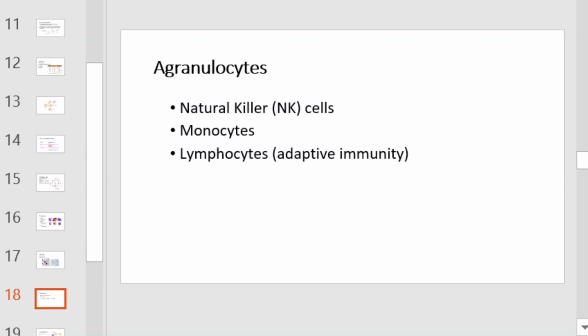The group of white blood cells that do not have granules in them when stained are referred to as agranulocytes. These are the natural killer cells, or NK cells, monocytes, and lymphocytes, which are active in adaptive immunity.